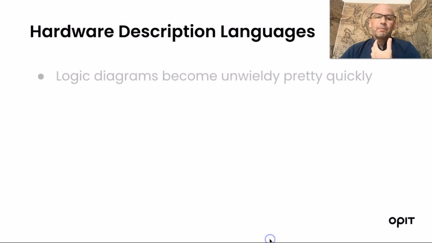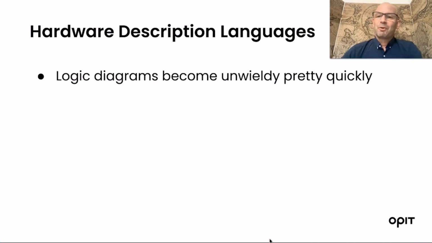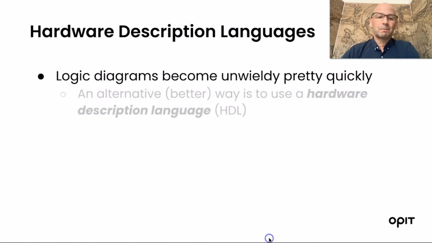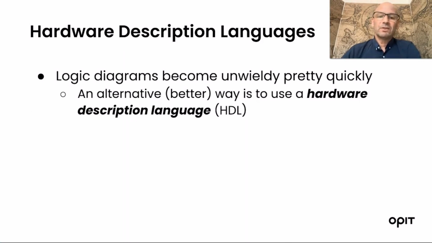Now, if we're building a computer architecture, these logic diagrams that we've seen become unwieldy pretty quickly, which means they become quite large. So there has to be a better way to create logic that we can work with in our system. A better way to do this is to use what's called a hardware description language, or an HDL.